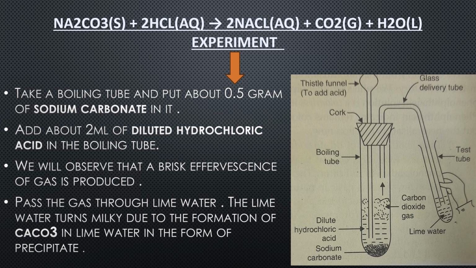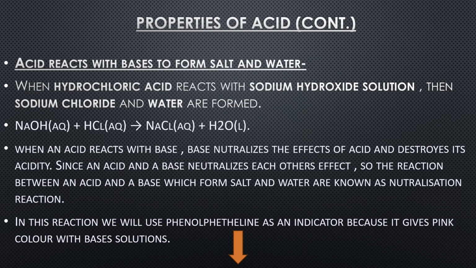Next is acid reacts with bases to form salt and water. When hydrochloric acid reacts with sodium hydroxide, the formula of sodium hydroxide is NaOH. This is the base. Then sodium chloride and water are formed. See the equation on the screen. NaOH plus HCl equal to NaCl plus H2O. It means one salt is formed. Hydrochloric acid reacted with sodium hydroxide, then sodium chloride and water are formed.